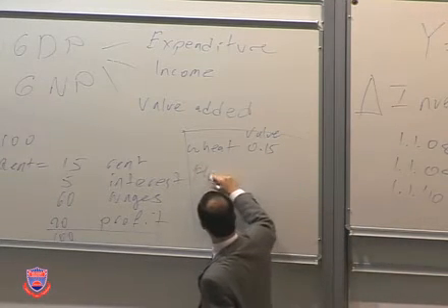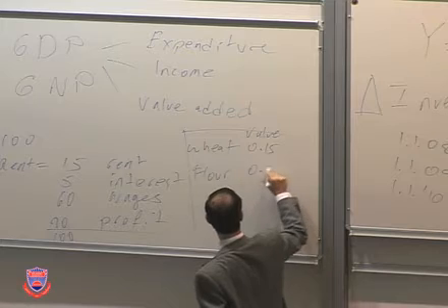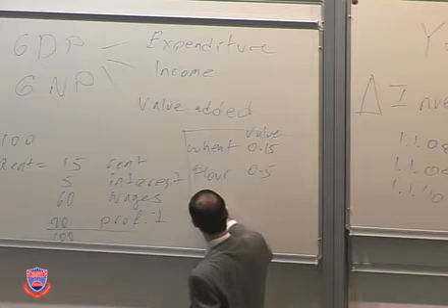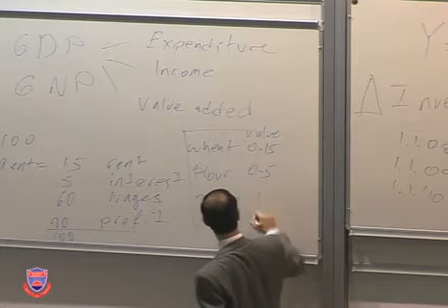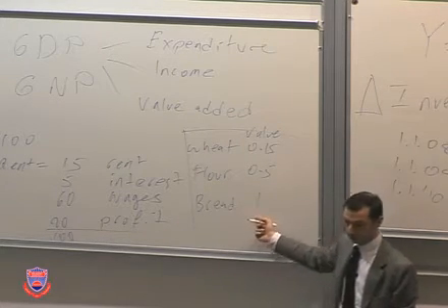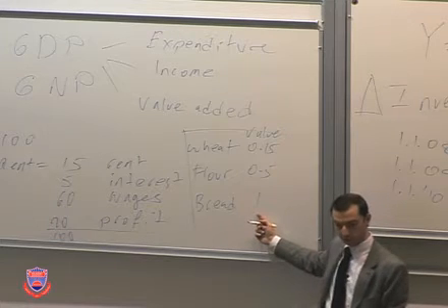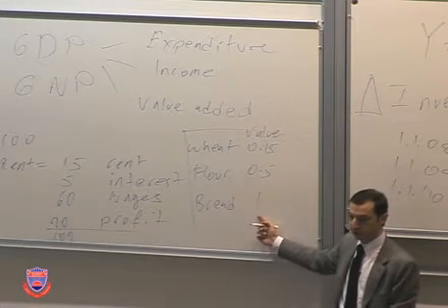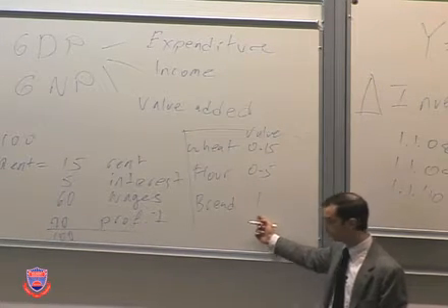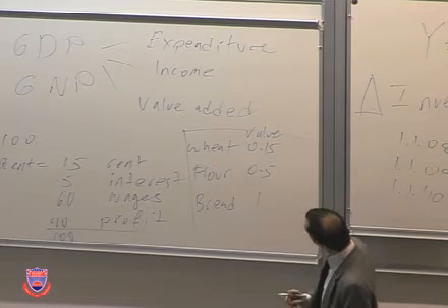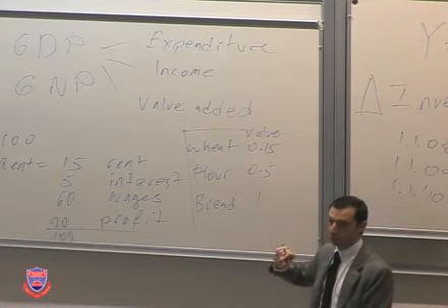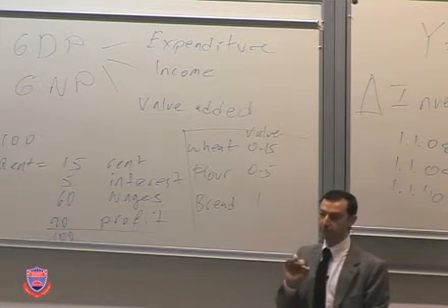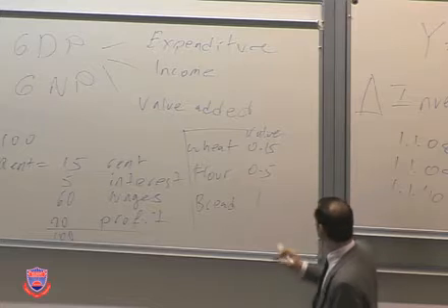The value of the flour is, say, 50 kurush. And the value of the bread is 1. Okay? This is the final good. This is the price of the final good. This is the GDP contribution. Now, when you look at this, can you tell me which step is the most valuable step? Bread, right? How do you know?